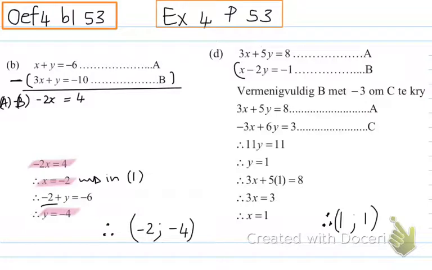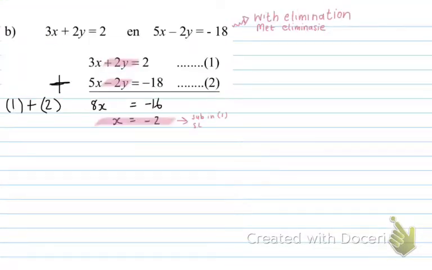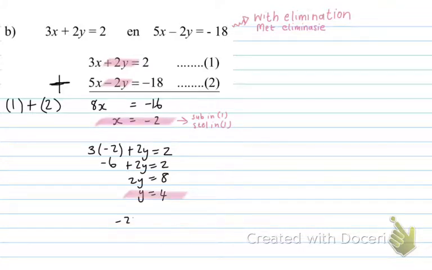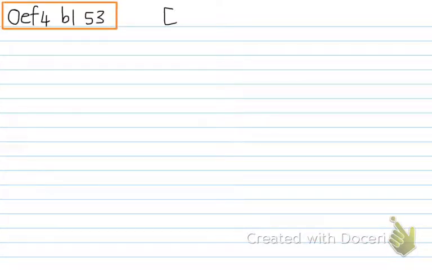So what I have here, oh goodness, wait a second, what happened now? Okay, exercise 4. Okay, the first question that I have to do is number B.